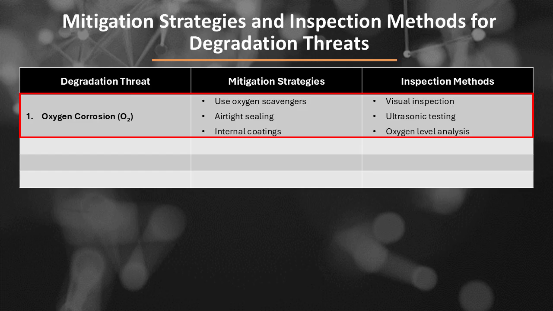Degradation threat number 1, oxygen corrosion or O2. Mitigation strategies for oxygen corrosion may include, use oxygen scavengers, airtight sealing, and internal coatings. Inspection methods for oxygen corrosion may include, visual inspection, ultrasonic testing, and oxygen level analysis.